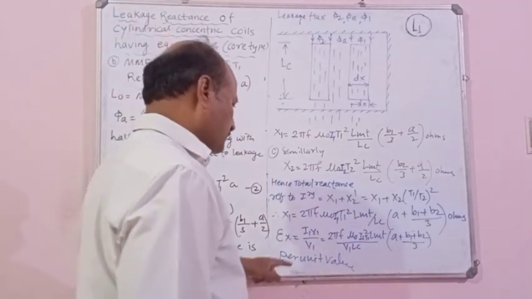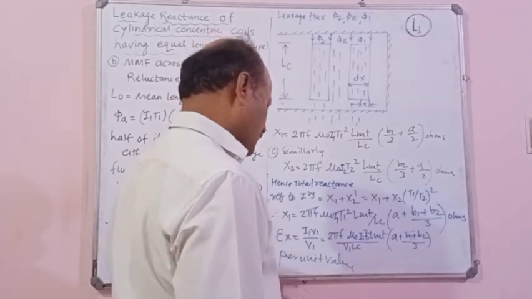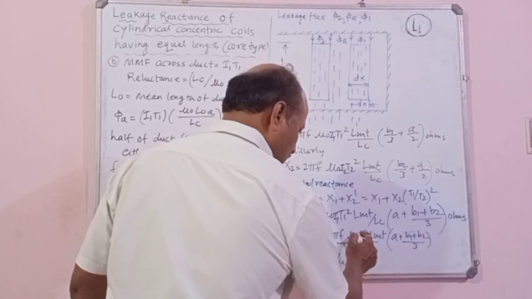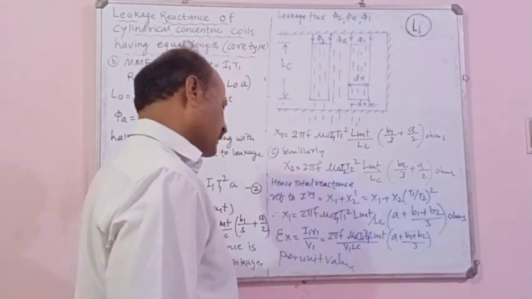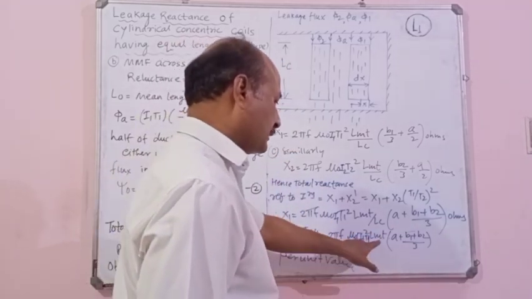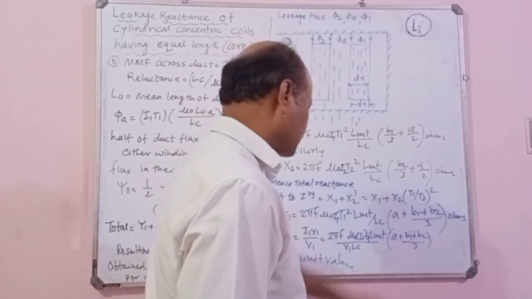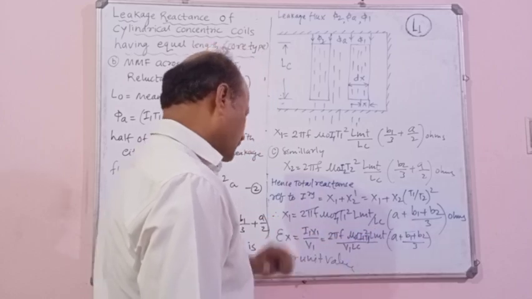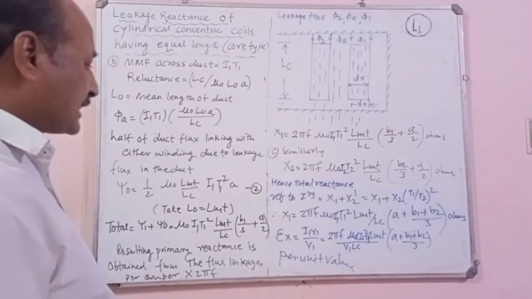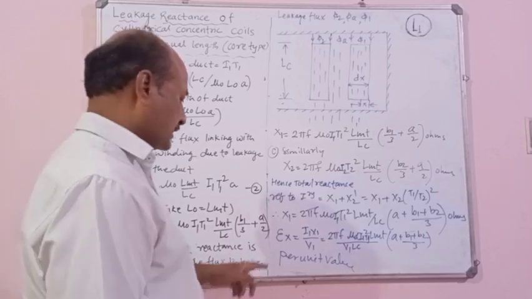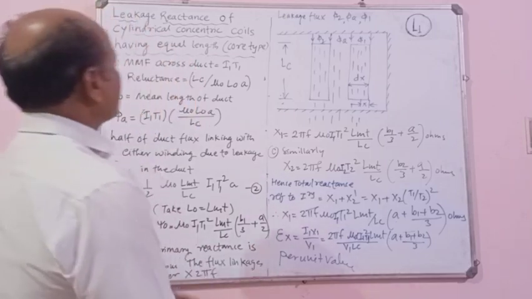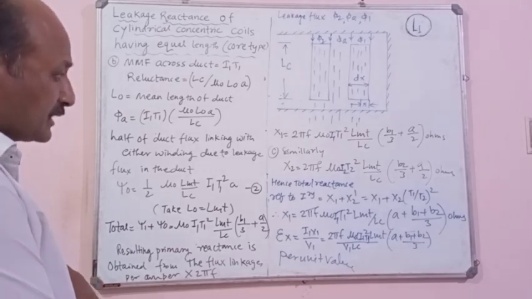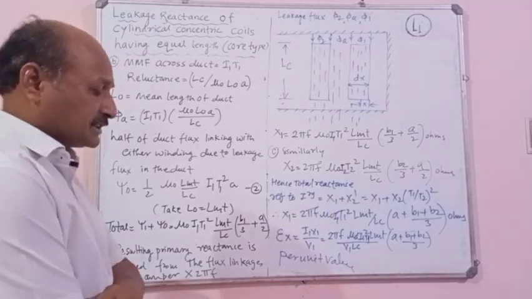So we have the value of x1. Take the multiplication of I1 T1 whole square, 2 pi f mu 0 LMT into A plus B1 plus B2 divided by 3, and in the denominator LC is already there, V1 into LC. So in this way you can calculate the per unit leakage reactance of the cylindrical concentric coil having equal length, core type. Now see the next equation.